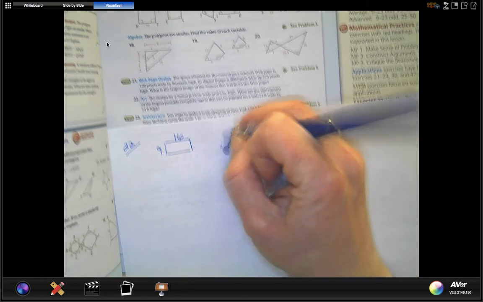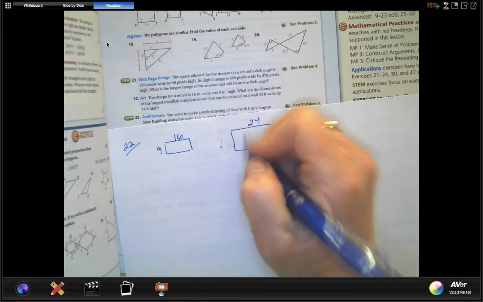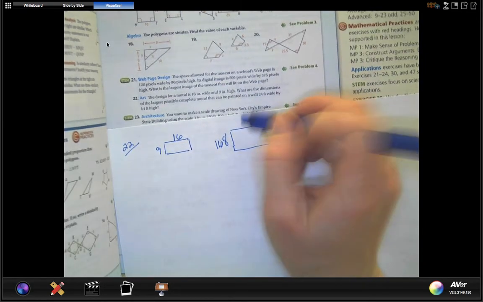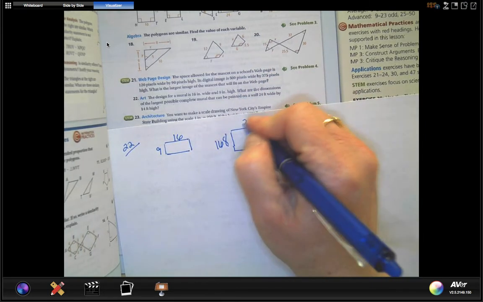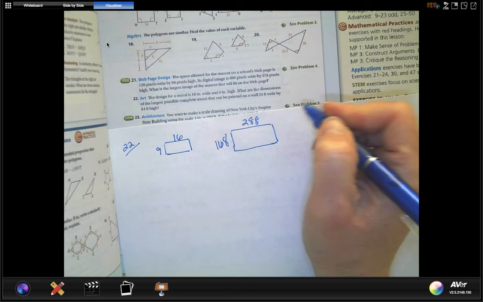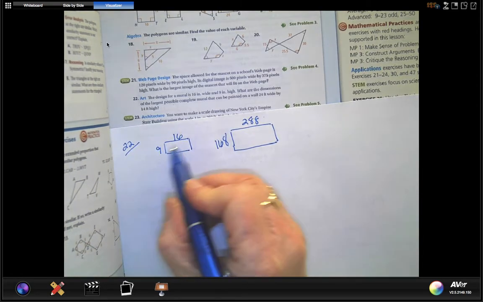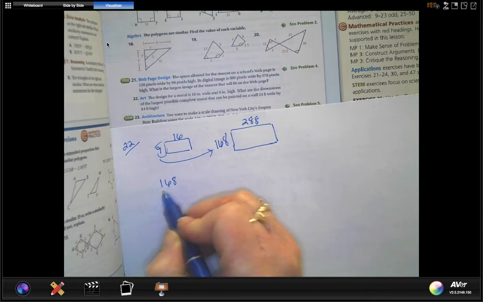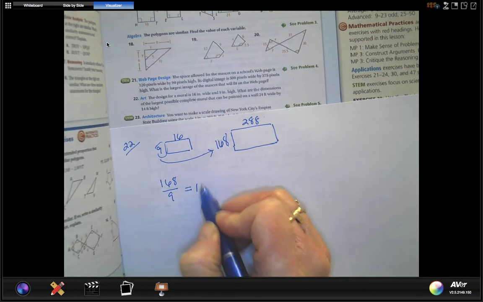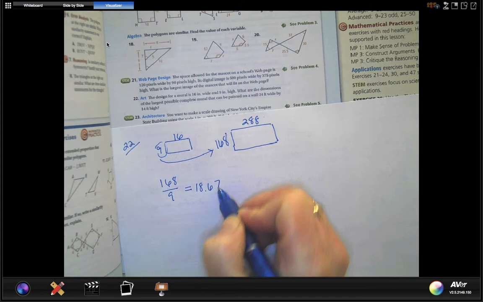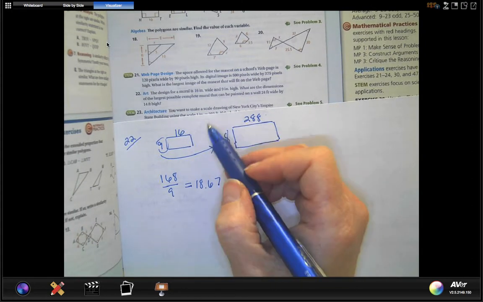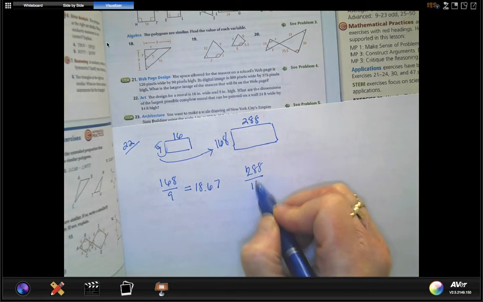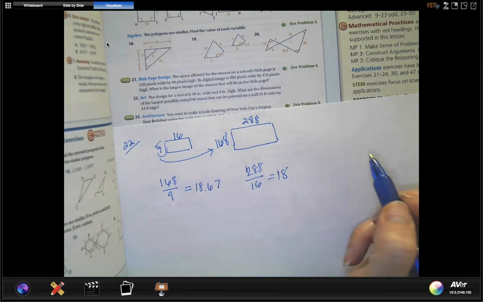So 14 is in feet, so in inches, that's 168 inches. 24 is in feet, so in inches, I got 288 inches. To get from 9 to 168, I'd have to multiply by 8.67. To get from 16 to 288, I'd have to multiply by 18.